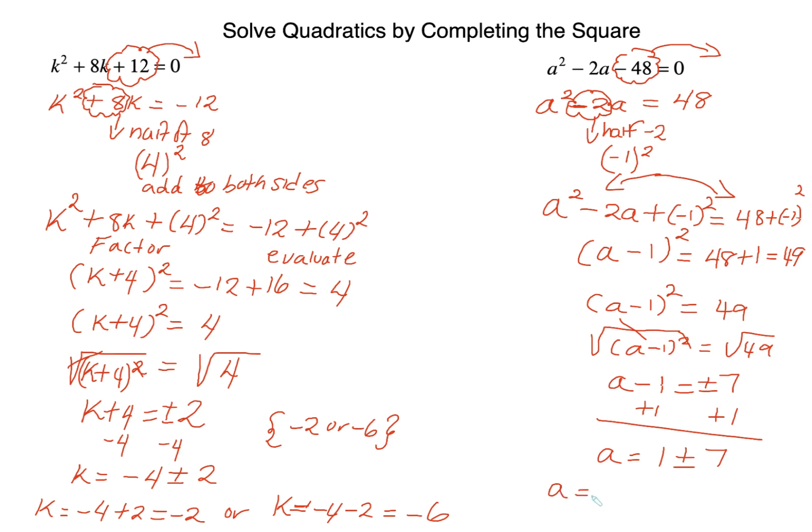So a is either 1 plus 7, which is 8, or a is 1 minus 7, which is -6. So your value for a is either 8 or -6. I'm just going to write it like that. So these ones, you had real roots.